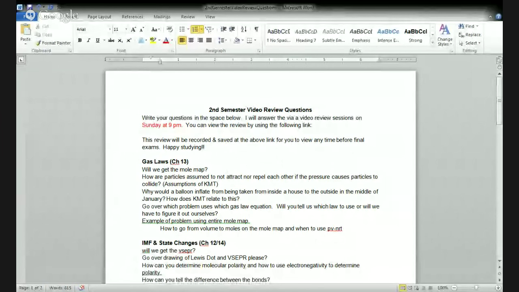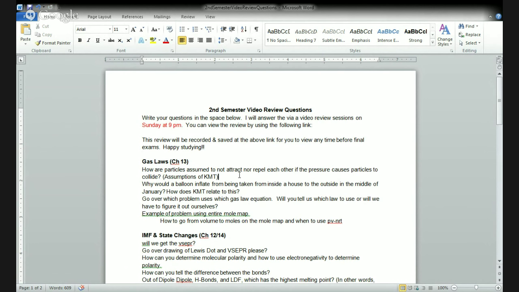Question number 2. How are particles assumed not to attract or repel each other that causes particles to collide? That's one of the assumptions of KMT. So let's go ahead and run through the KMT itself again. I'm just going to minimize this for now. Sorry, I know you guys can't see anything right now. Answered this one here. Done. On to the next.